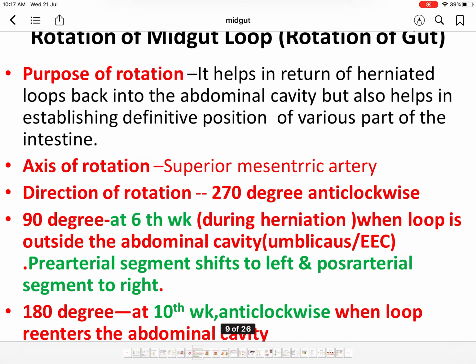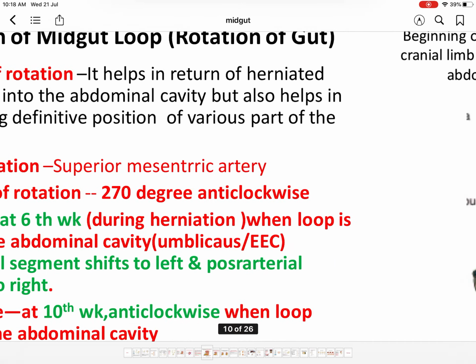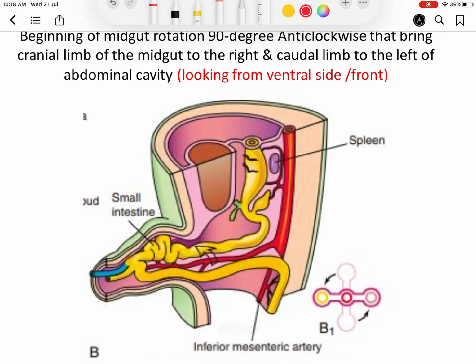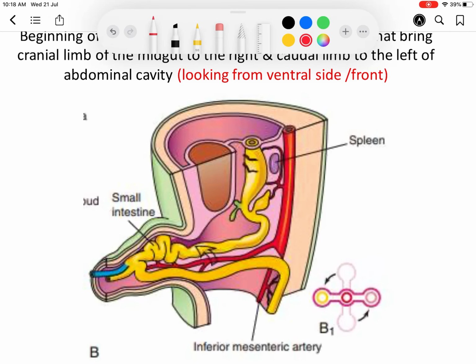The axis of rotation is formed by the superior mesenteric artery, and the direction of rotation is 270 degrees anti-clockwise. Initial 90-degree rotation is occurring during herniation. So it is occurring at the 6th week of intrauterine life, and it is occurring outside the abdominal cavity, within the umbilicus. Because of this first 90-degree rotation, the pre-arterial segment shifts towards the right side, and the post-arterial segment comes to the left.